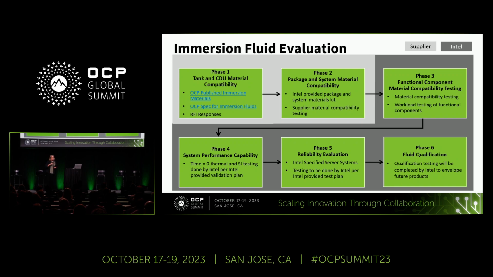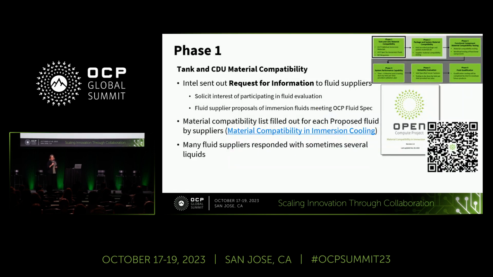Before we jump in, I should say that we're currently in phase 2. From when it was approved in December 2022 until now, so almost a year, we are currently in phase 2 of the evaluation. And I will go into more detail about where we are and what the different phases mean.